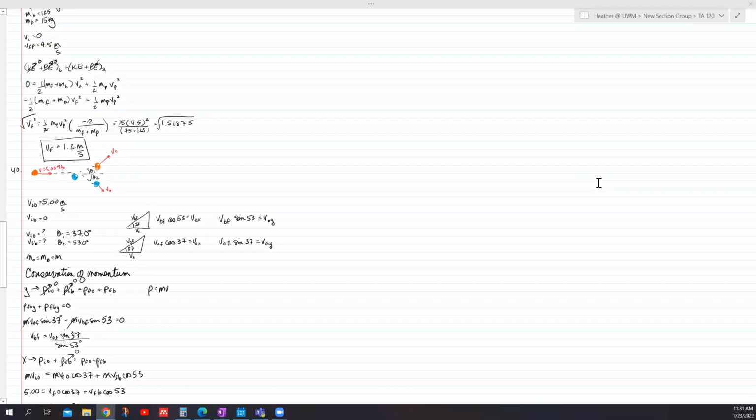All right, number 40. This is a fun question. I get to use different colors. Oh, look at the little astronaut question. That looks like a cute question.